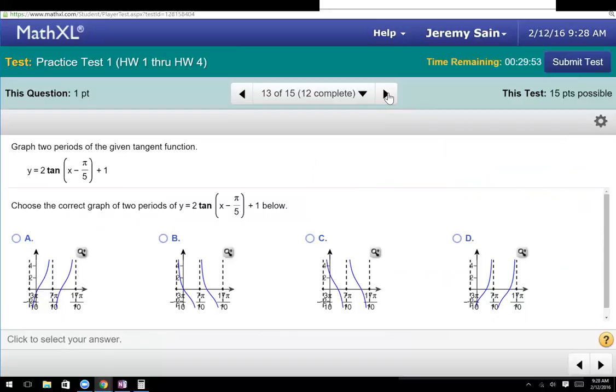Okay. So tangent, what do I know? It looks like a cubic curve. Does it look like the A one or the B one? Tan looks like the A one. So the answer is either A or D, right? The +1 is going to do what to it? It's going to shift it up one. And then the minus pi over 5 is going to shift it to the left or right? To the right.